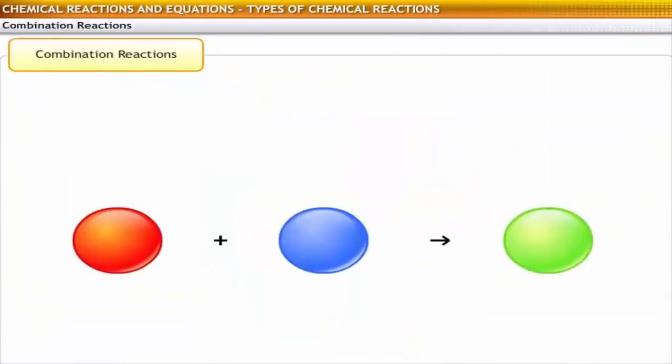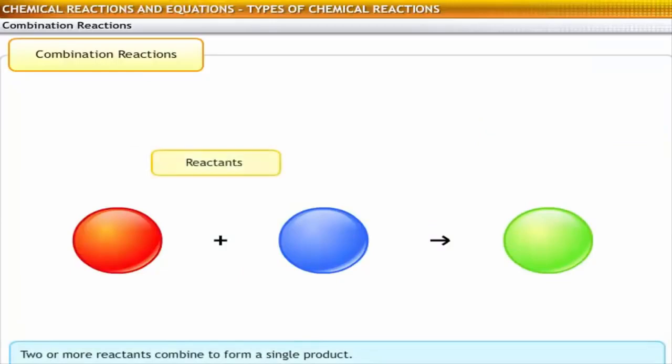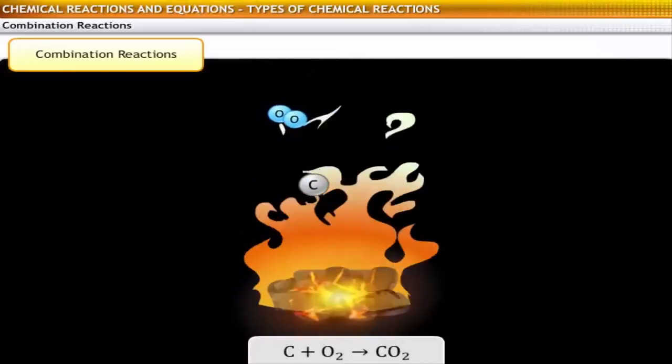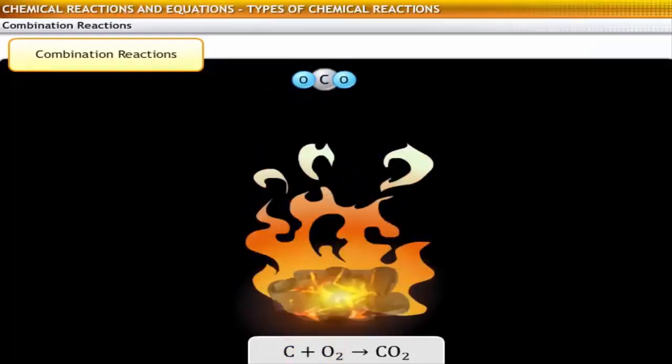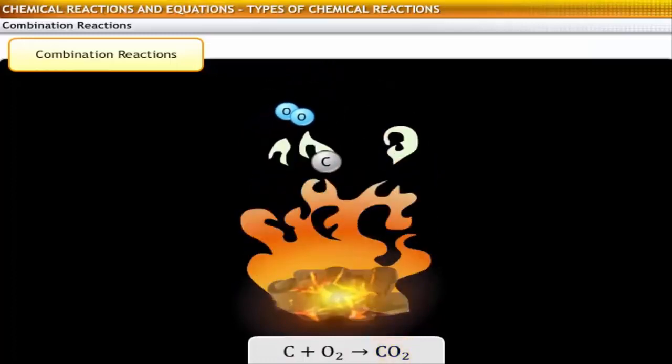A combination reaction is one in which 2 or more reactants combine to form a single product. The reactants may be elements or compounds. The general form of the reaction is A combines with B to form a single substance, C. For example, coal burns in oxygen to form carbon dioxide. In this reaction, the two elements, namely carbon and oxygen, combine to form a single product, carbon dioxide.